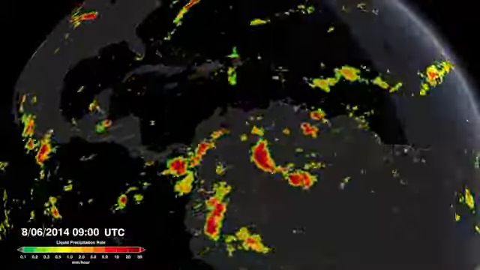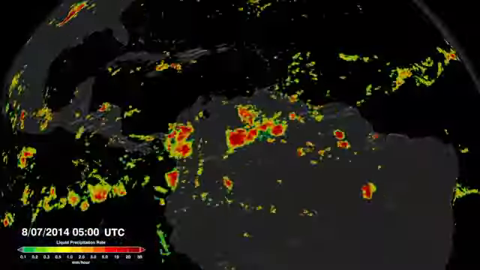GPM gives us the chance to look at precipitation around the world. And so in addition to the hurricanes and typhoons, we're also looking at the monsoons because those storm systems are very important for driving floods. And the advancements in GPM will allow us to do a better job of providing precipitation information so they can make better forecasts of the floods.